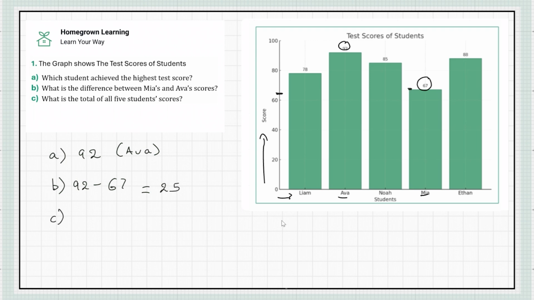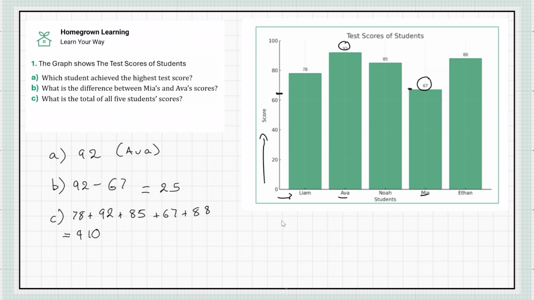Alright, let's look at C. What is the total of all 5 students' scores? So, if we add up 78 plus 92 plus 85 plus 67 plus 88, we should end up with 410.